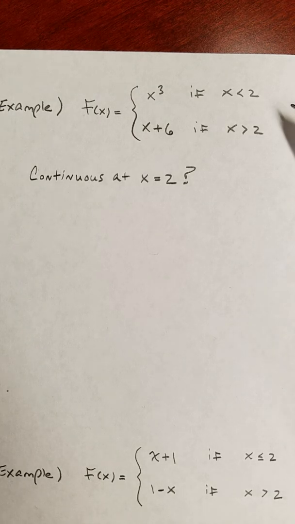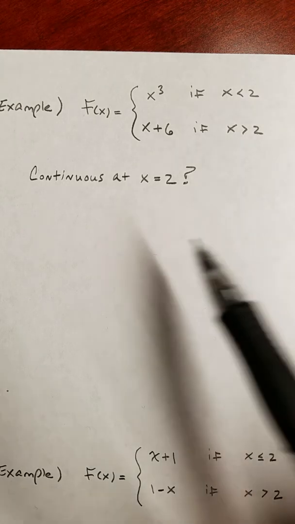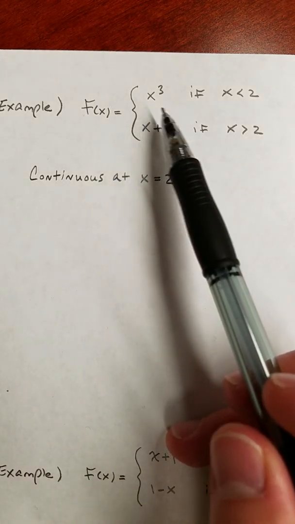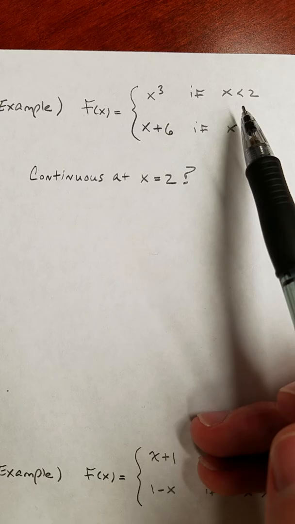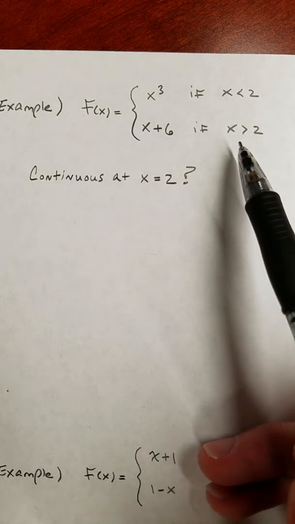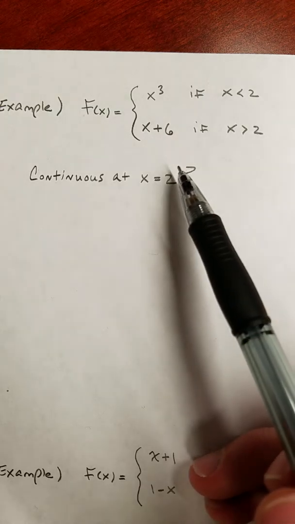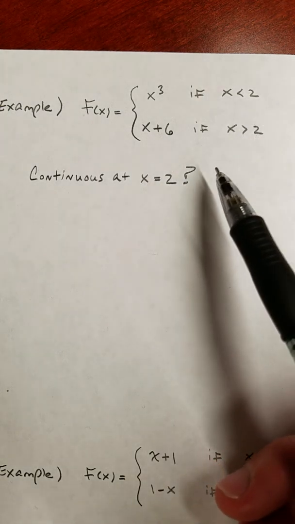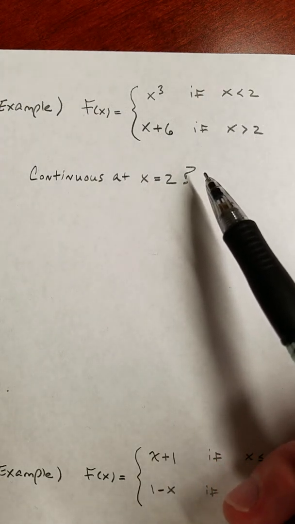It's not included in either if, right? You use this formula if you put in any number less than 2, and you use this one if you put in any number more than 2. But what do you do with 2? There's no instructions, so there's no answer.